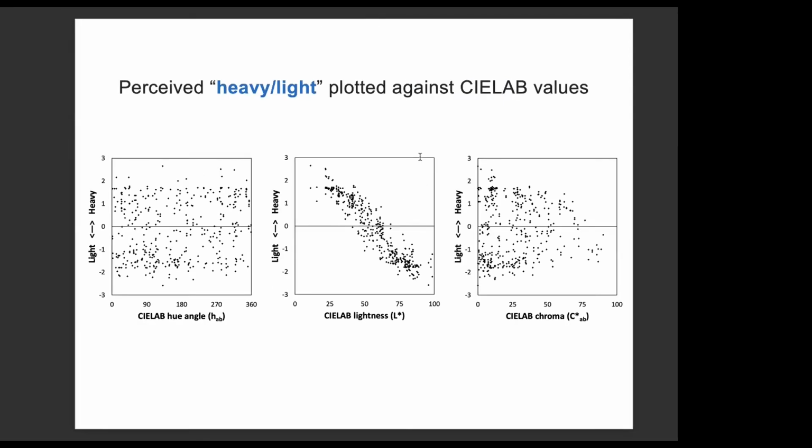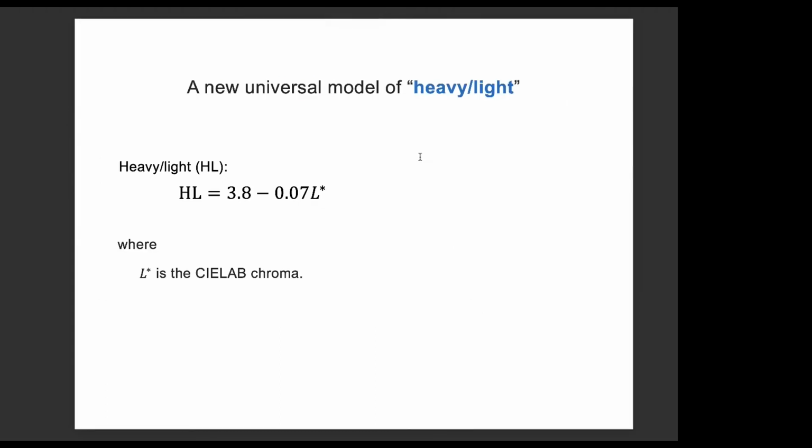The next scale, heavy and light, is found to be affected by lightness only, as you can see in the middle graph. Next slide, please. So the model for heavy and light is rather simple. It's just a function of lightness, as you can see here. Next slide, please.